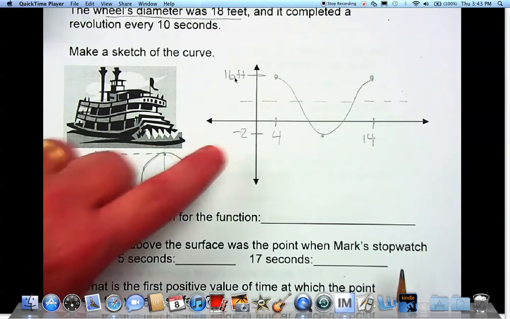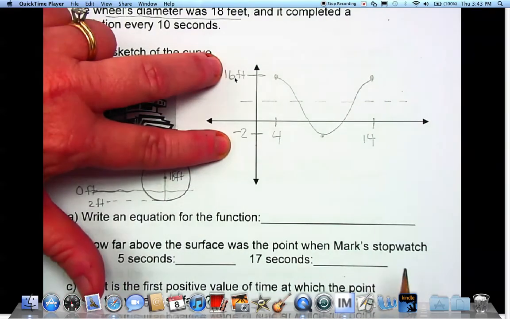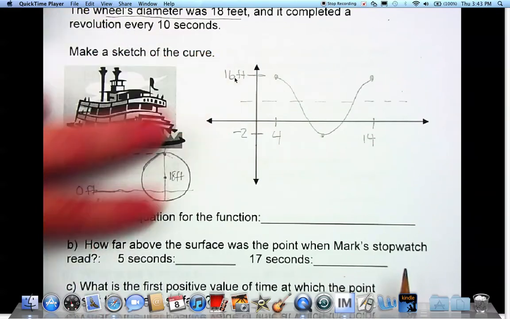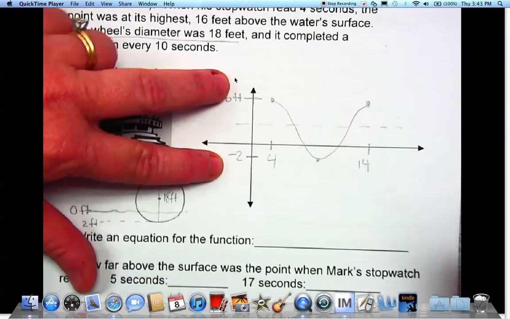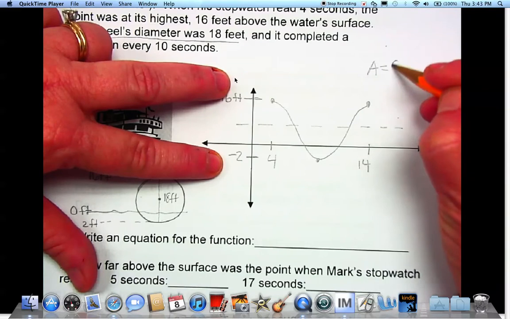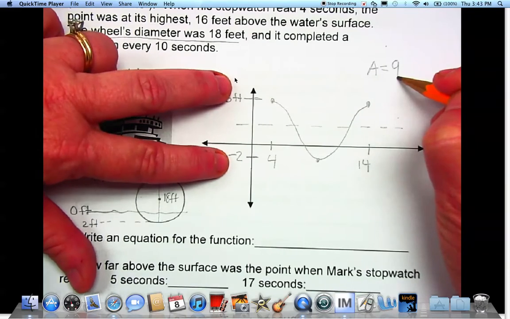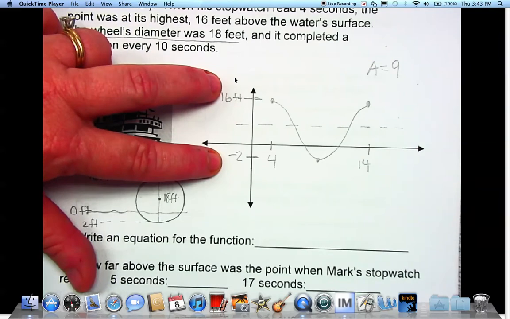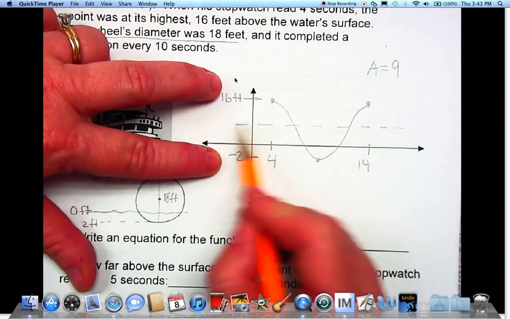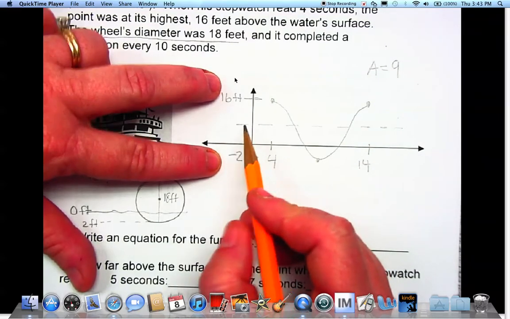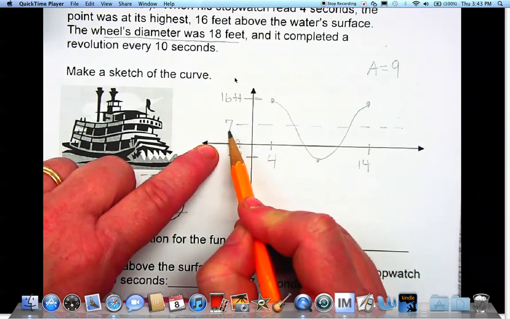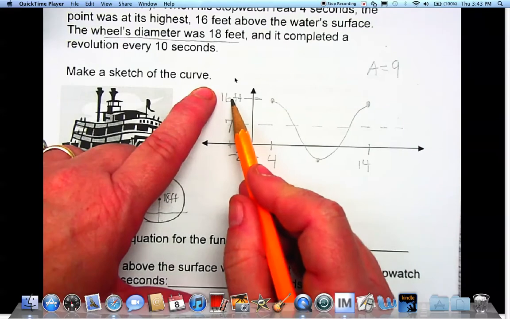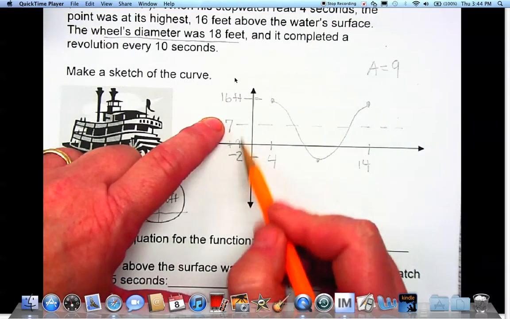So how far is it from -2 all the way to 16? 18, right? It's the height of the wheel. So half of 18 is 9. So your amplitude is 9. The distance between the two is 18, and then you're just looking for half of that. So it's 9. Now we still have to find out where this point is, though, because it's not at 9, is it? If you add -2 plus 9, what do you get? 7. And 7 plus 9 is 16. So 7 is halfway between these two.